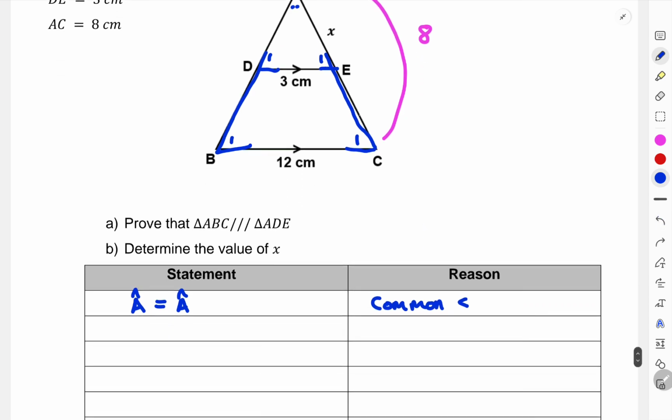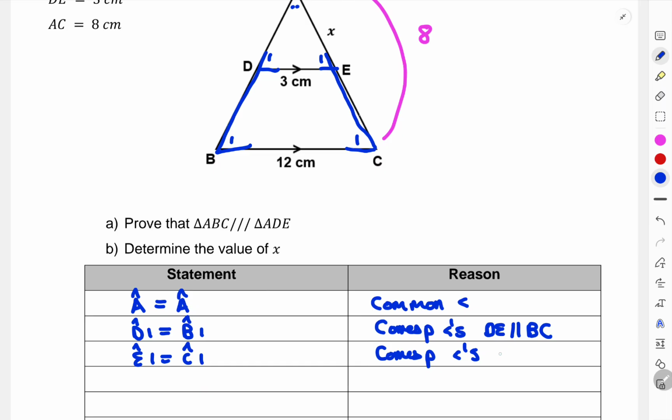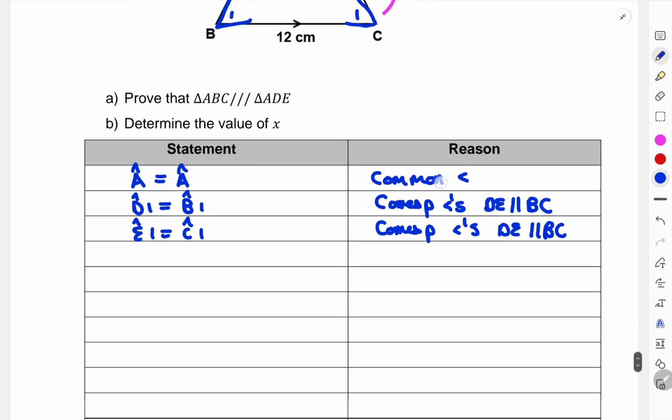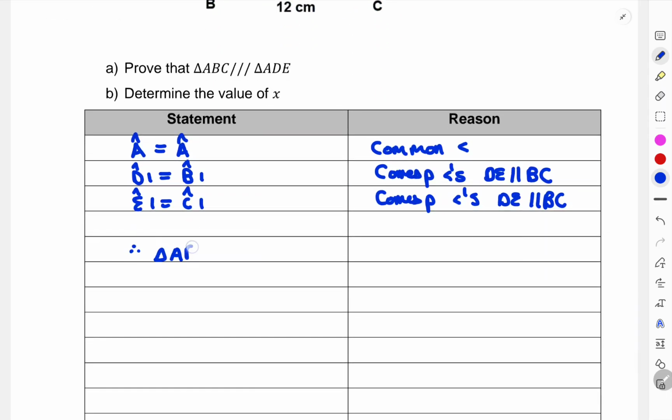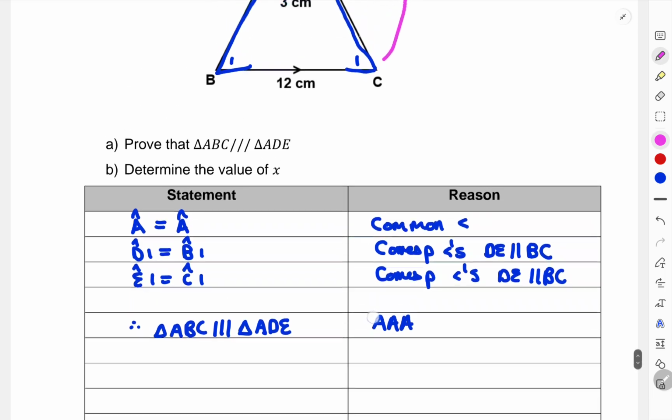A is equal to A because of a common angle. And then I'm going to say D1 is equal to B1 because of corresponding angles, DE parallel to BC, as well as E1 is equal to C1 because of corresponding angles, DE parallel to BC. Thus, triangle ABC is similar to triangle ADE. Remember, similarity is angle, angle, angle, or all sides in proportion, but I don't have all sides, so most likely all the time you're going to prove it with angle, angle, angle.